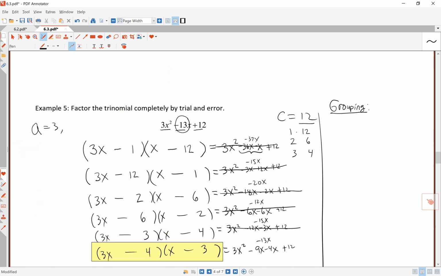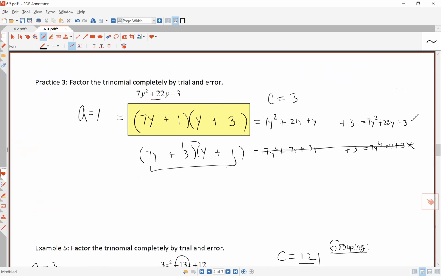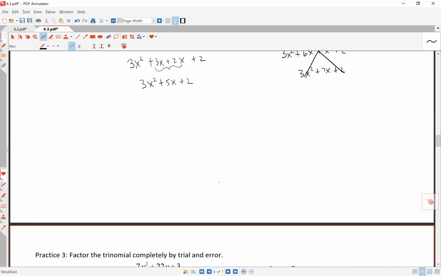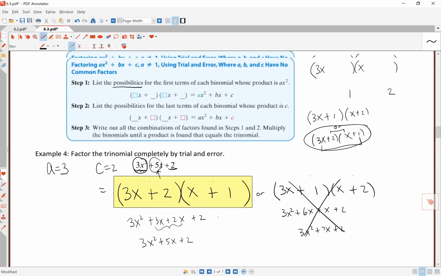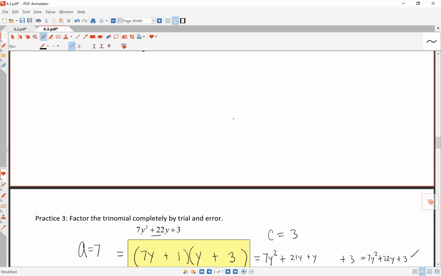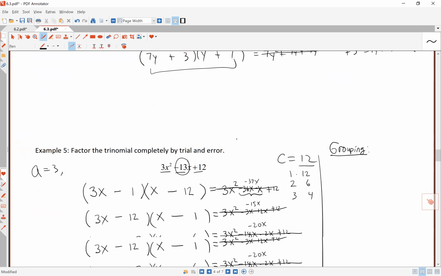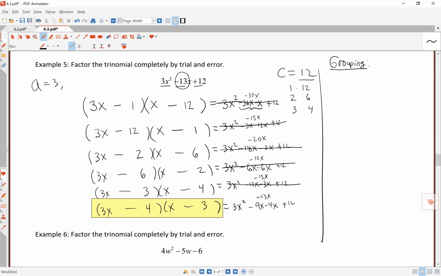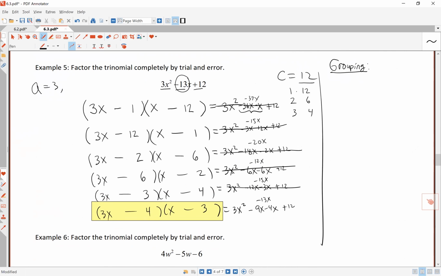Again, I repeat, trial and error works really well when A and C are both prime. When one or the other is not prime, that's when the grouping method is going to work well.